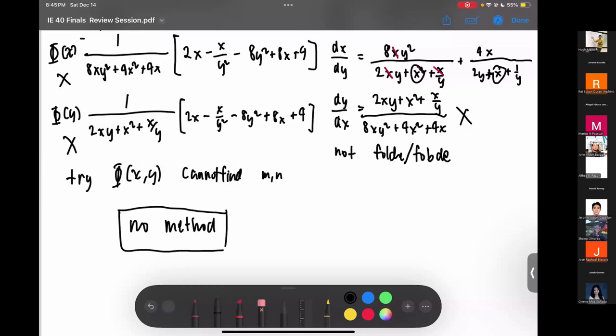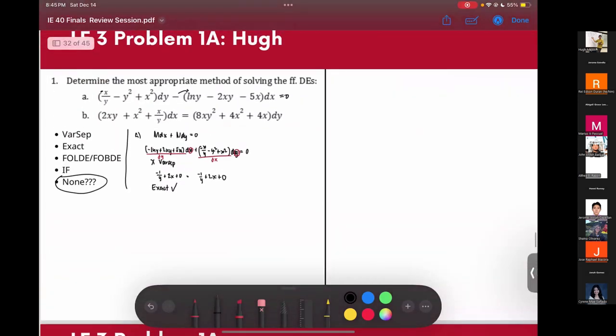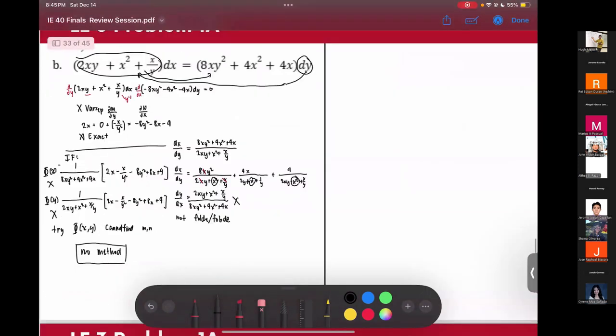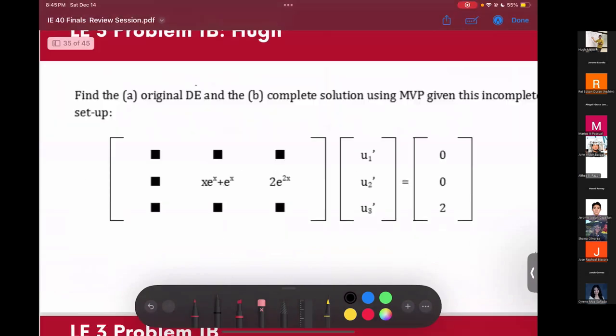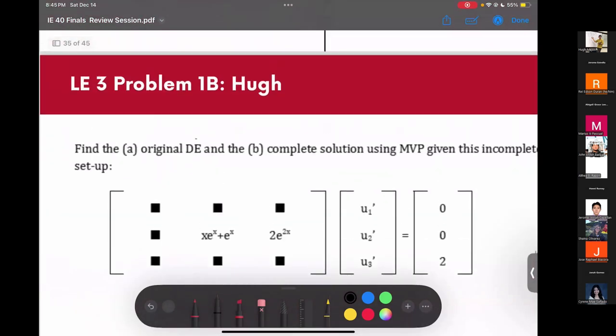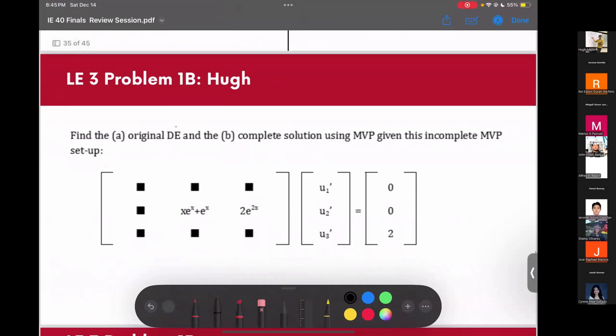Of course, we will try all the methods. Weird phrasing of the question by the department. So anyway, let us now move on to, I guess, an actual thinking problem rather than just plug and play. So let's move on to 1B.